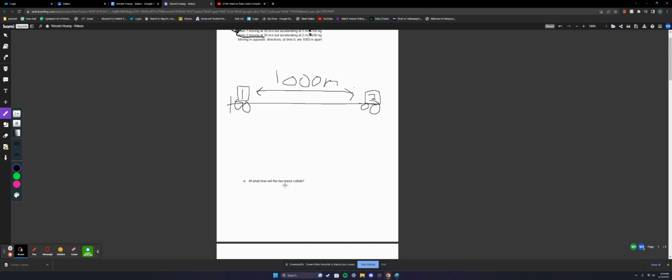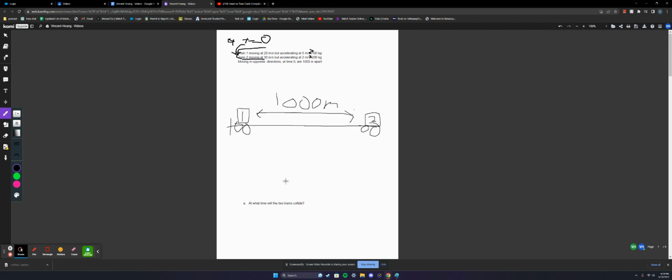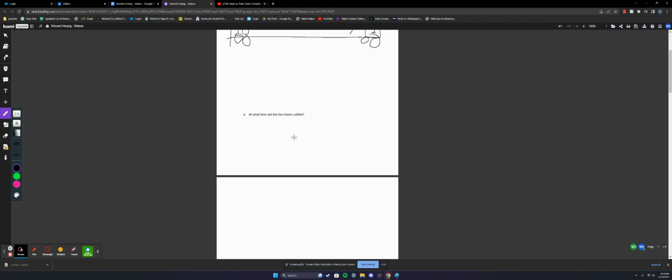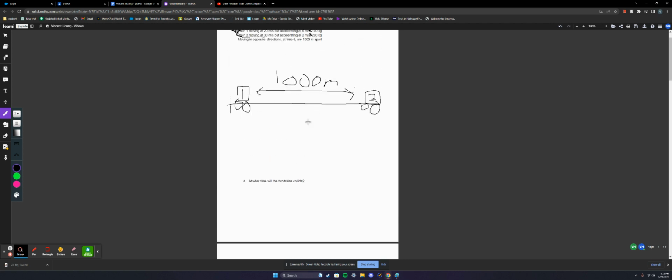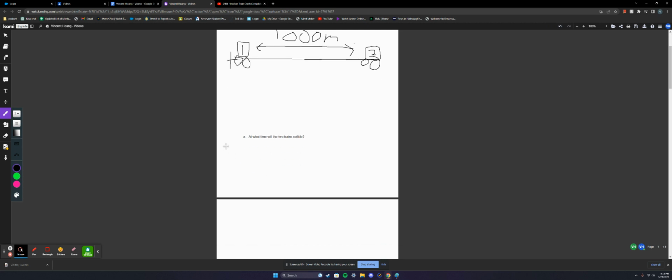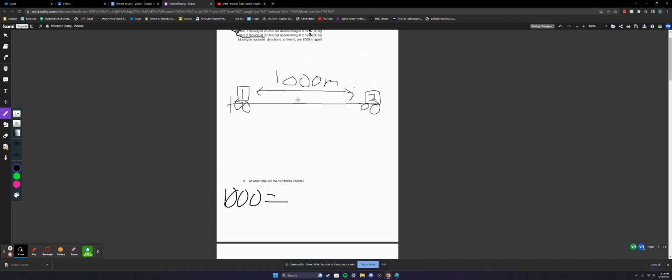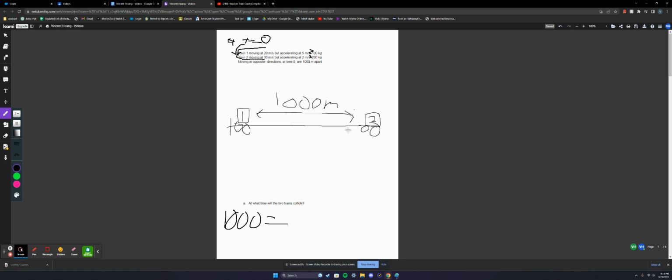Question part A. At what time will the two trains collide? They're 1,000 meters apart, so that is the distance we're covering, 1,000 meters. One way we can do this is, since the trains are moving towards each other, they're both closing this distance.